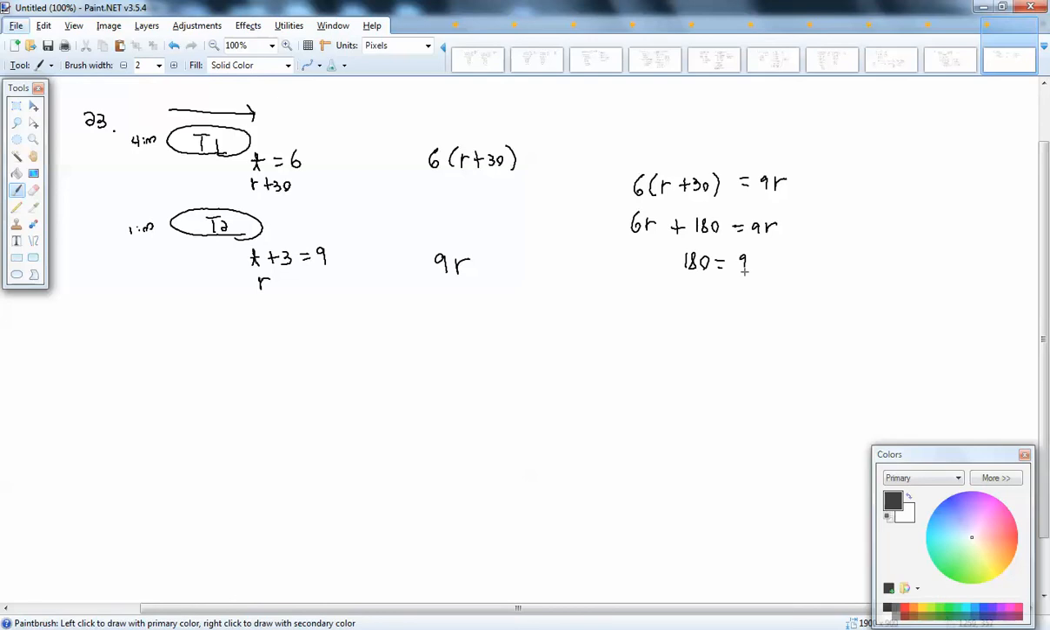Take the 6r to the right side, becomes a negative 6r, which gives us 3r, and then divide both sides by 3, and we get r is equal to 60. That's this train, the 1 o'clock train, so it's going 60 miles per hour. This one's going 30 miles per hour faster, so this one will be going 90 miles per hour.